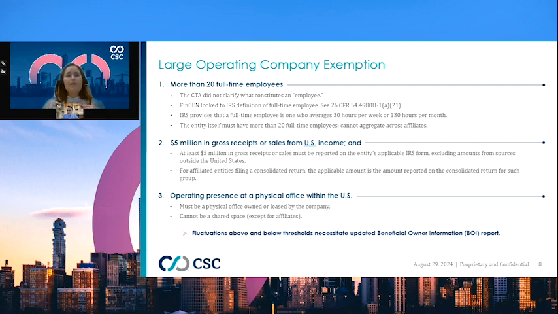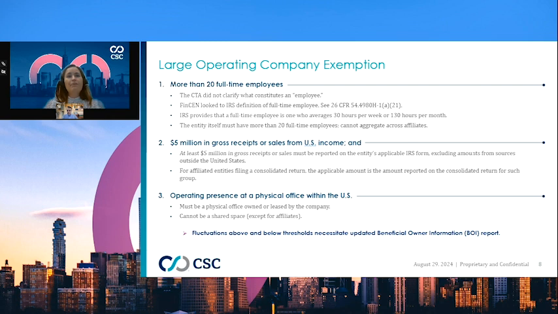Second, the company must have at least $5 million in gross receipts or sales from U.S. income. That amount must be reported on the company's federal income tax or information return for the previous year, excluding amounts from sources outside the U.S. Helpfully, where the company is part of a consolidated group, it's sufficient for that $5 million to be met by the group collectively rather than the entity individually.